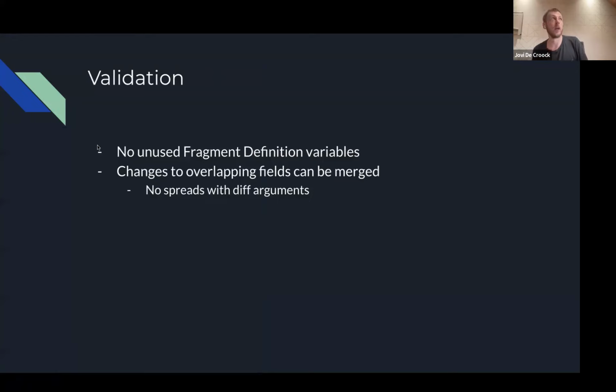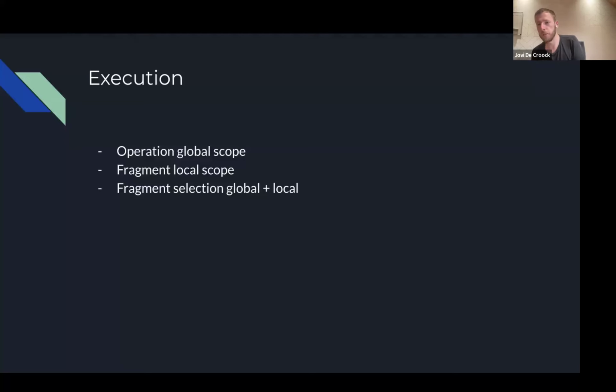That requires a few changes to how we currently do validation. We disallow unused fragment definition variables, and we have some changes to make to how overlapping fields can be merged. For example, two identical fragment spreads with different arguments is not allowed. Same for execution. Variables of the global scope will always be applied and can be shadowed or overwritten by the fragment definition's local scope.